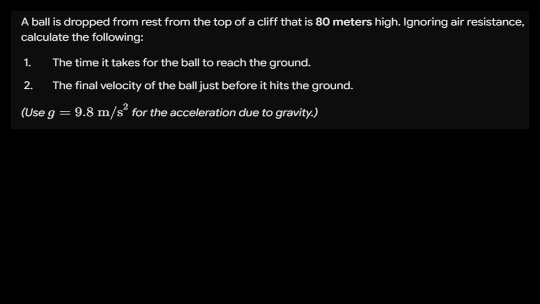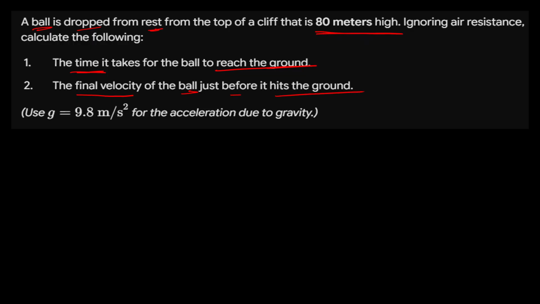The problem states, a ball is dropped from rest from the top of a cliff that is 80 meters high. Ignoring air resistance, we need to calculate two things. First, the time it takes for the ball to reach the ground. Second, the final velocity of the ball just before it hits the ground.